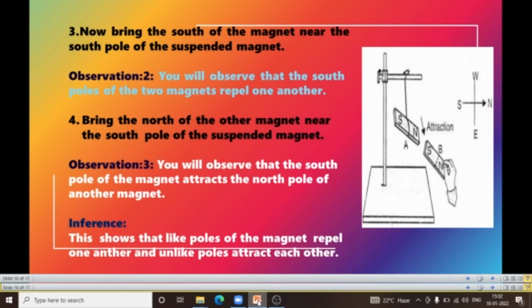So what are the lessons we have learned today? A magnet consists of two poles, north pole and south pole. And then the directive property of the magnet, the attractive property of the magnet, like poles of the magnet repel, unlike poles attract each other. Poles always exist in pairs.